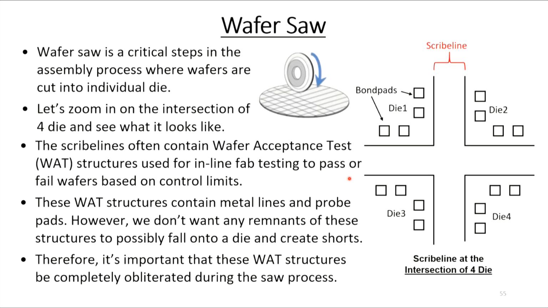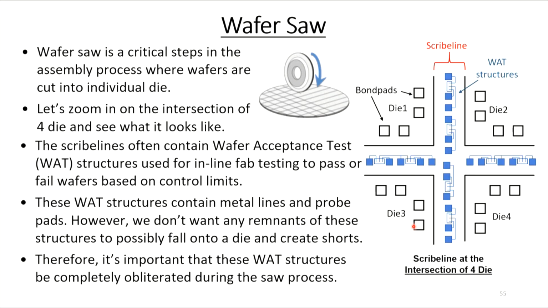Last topic today, and I'm running out of time here, is wafer saw. Wafer saw is a critical step in the assembly process where wafers are cut up into individual die. Let's zoom in on the intersection of 4 die and see what that looks like. The scribe line will often contain what are called wafer acceptance test structures, or WAT structures. These are used in line during the fab to test the wafer for passing and failing it based on a bunch of control limits.